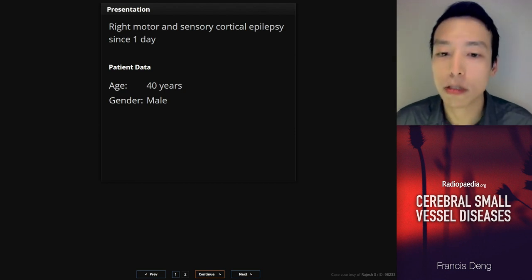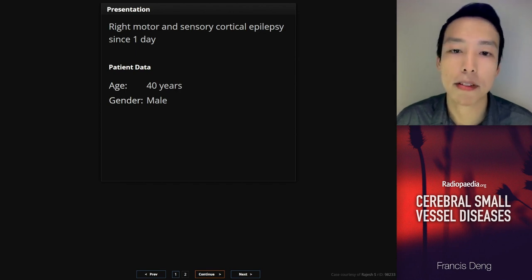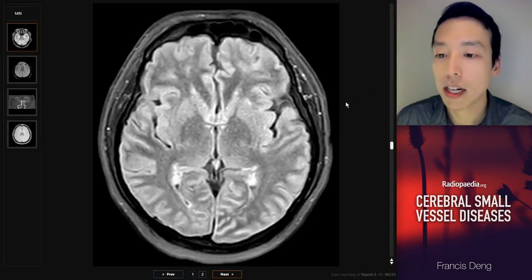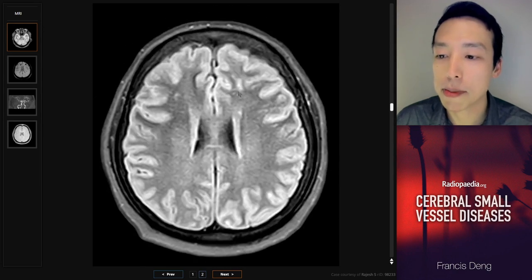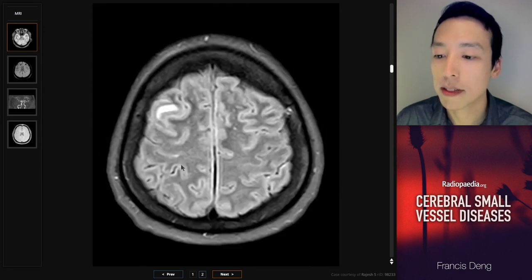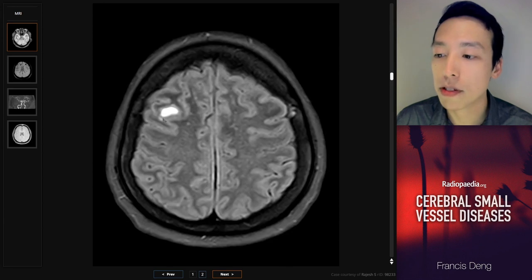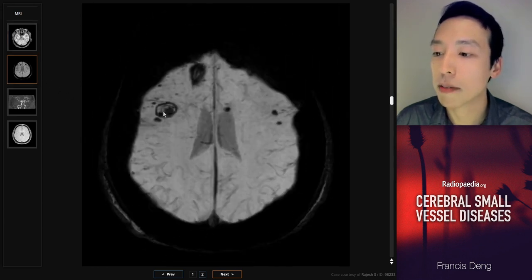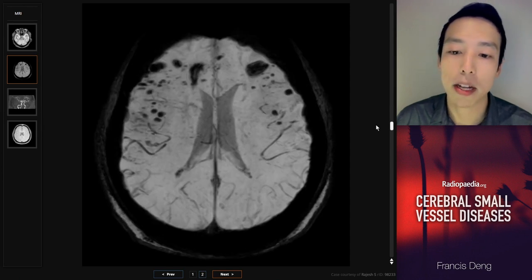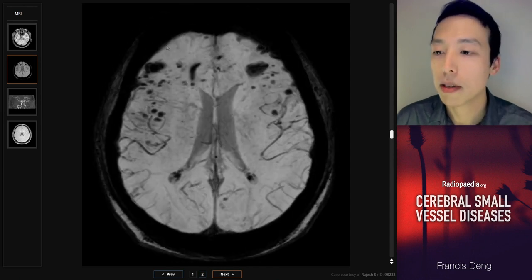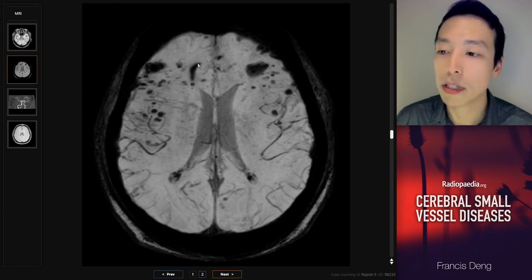Our next entity will start off with a case of a 40-year-old male who presented with right motor and sensory cortical epilepsy for 1 day. On the FLAIR images, we see some nonspecific white matter hyperintensities in the cerebral hemispheres. There is also an intracerebral hemorrhage in the right frontal lobe. You can see that hemorrhage and many more on this SWI minimum intensity projection image, primarily in the frontal lobes, and these are numerous cerebral microbleeds and larger ones that would probably be best called old intracerebral hemorrhages.